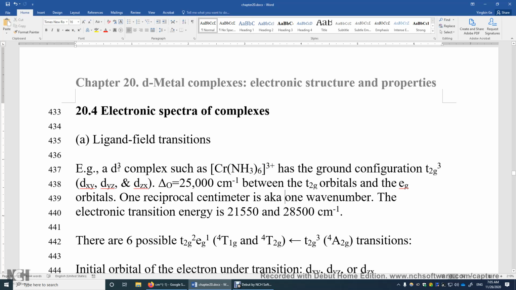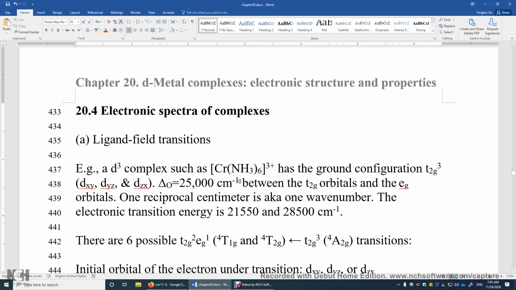And it's pretty easy for us to assign these 3 electrons into the dxy, dyz, and dzx orbitals, because they are the triply degenerate t2g orbitals, which have lower energy than the eg orbitals in an octahedral complex. And delta O is roughly 25,000 wave numbers. 1 reciprocal centimeter is also known as just 1 wave number by convention.